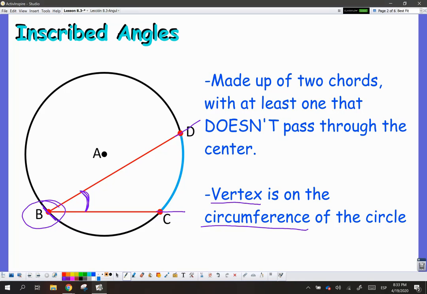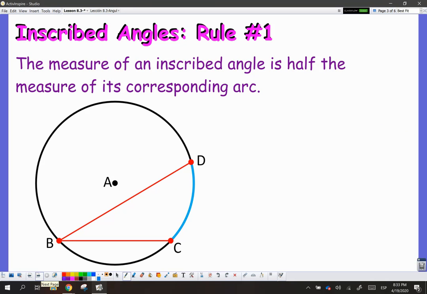Now let's talk about the relationship between an inscribed angle and the arc. Here is our first rule for inscribed angles. The measure of an inscribed angle is half the measure of its corresponding arc. So the measure of an inscribed angle is half the measure of its corresponding arc.